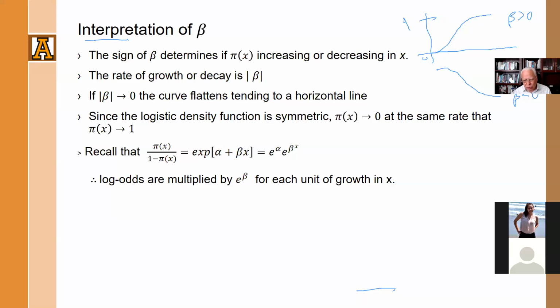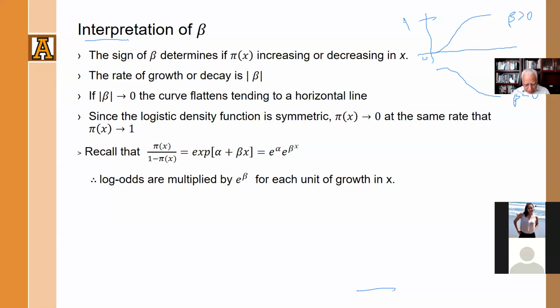If you recall, the logistic density function is symmetric. So pi of x will go to 0 at the same rate that it goes to 1. It tends to 0 at the same rate as it tends to 1 because of the symmetry of the logistic density function.